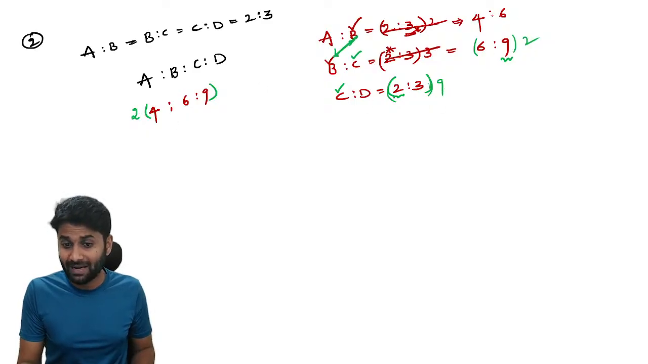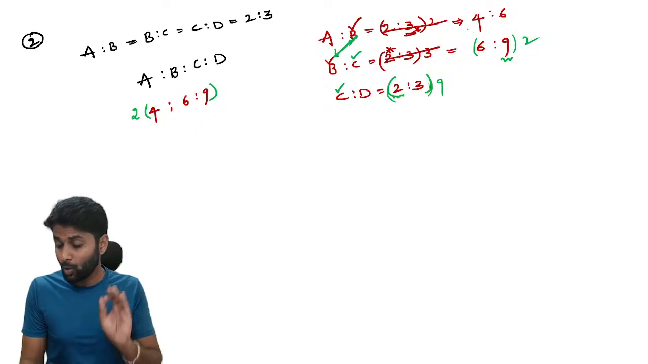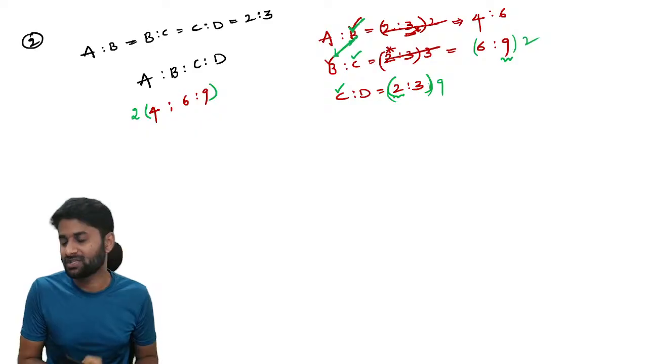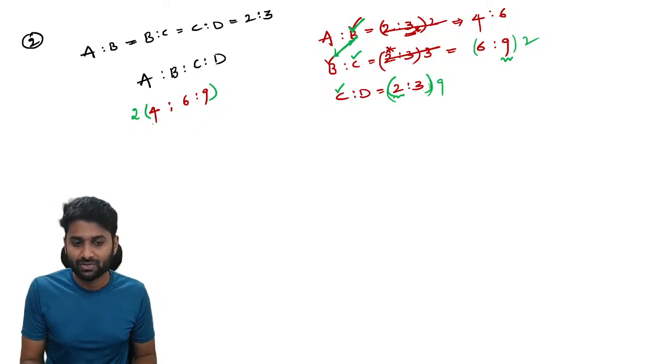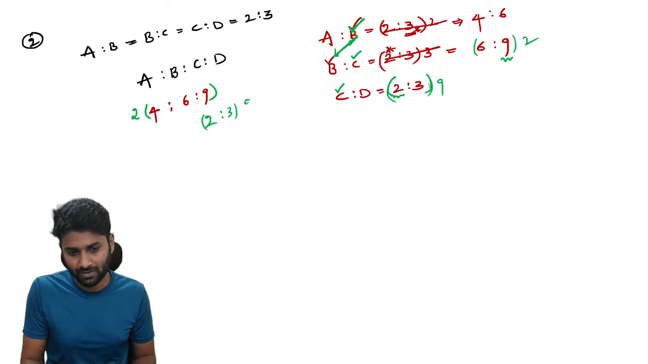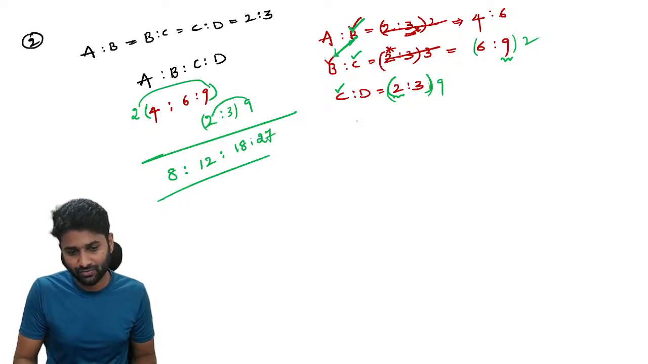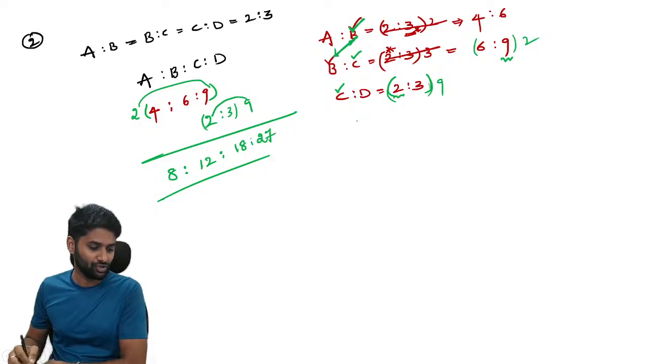You should multiply entire ABC. Don't multiply only BC. If you multiply only BC, again B's value changes. That's why multiply entire ABC with 2, multiply CD with 9. So 2 is to 3 into 9. Now see, 4 into 2 is 8, 12, 18. Now you can see 9 into 2, 2 into 9, you will get 18 itself. So the answer is 8, 12, 18, 27.